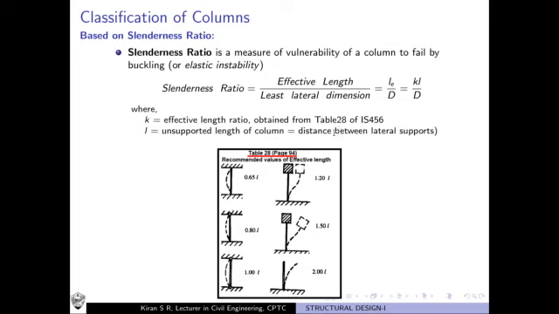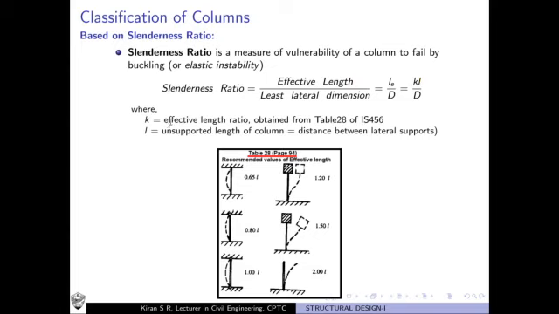So l is the actual length of the column or the unsupported length of the column between supports. The distance between lateral supports is exactly that. So if these are the two supports of a column like this, then this is the unsupported length of the column, that is small l. If you know the unsupported length, you just have to multiply it with the effective length ratio K to get the effective length. So effective length l_e is obtained by multiplying effective length ratio K into unsupported length.